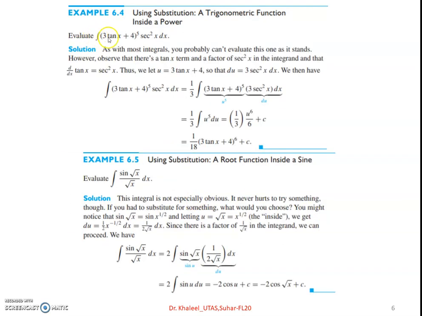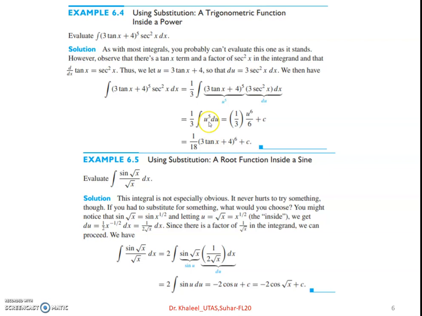Another example. And if you look at it very carefully, if I take u as 3 tan x plus 4, then du becomes 3 sec square x dx. So therefore, I can write very easily this is equal to 1 by 3, because you need 3 extra. So I will take 1 by 3. I take here 3, so 3 tan x plus 4 as u to the power 5, and this whole thing I have taken, that is du.